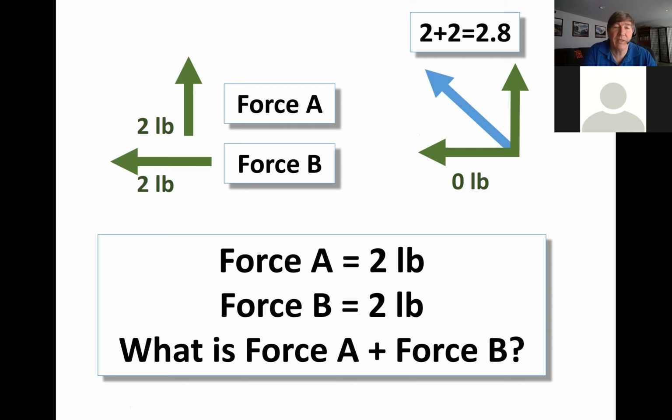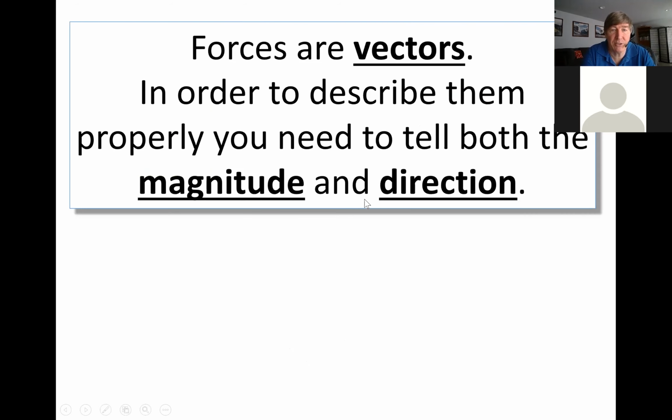Okay, the reason I bring this up is because when you're dealing with forces, you can't just say that the force is 2 pounds. That does not adequately describe the force. In order to completely describe the force, you need to not only tell the strength of the force, which by the way is commonly called the magnitude. This is a word that you need to get used to, because boy, am I going to be using this word a lot. So the strength of the force is the magnitude. That's the number part. That would be the 2.